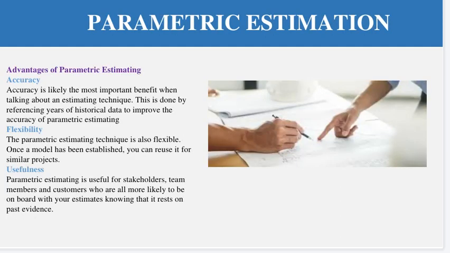The advantages of parametric estimation: the first one is that it is very accurate. Accuracy means that because you are using historical data and also the parametric estimation parameters or calculations, it is very accurate. Next is that it is flexible. Flexible means that once this model has been established, you can use it for similar projects as well. For example, if you use parametric estimation for an e-commerce project, you can use it again for a similar e-commerce project, for time and cost as well.